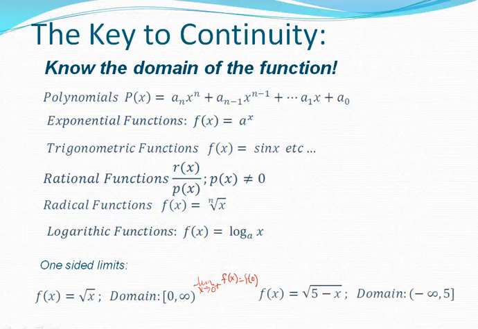Let's look at one more. We have f of x is equal to root 5 minus x. It has a domain of negative infinity to 5. If I look at 5 coming from the right, my function does not exist. It's discontinuous. However, if I do a one-sided limit, the limit of my function f of x as x approaches 5 from the left, then I'm going to get a value that matches f of 5. And therefore, the one-sided limit coming from the left exists for this particular function.